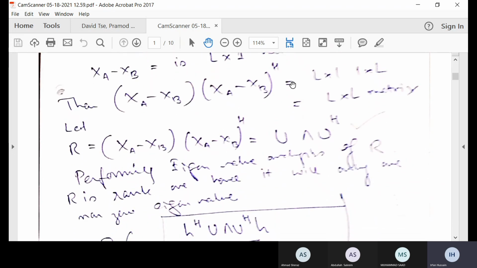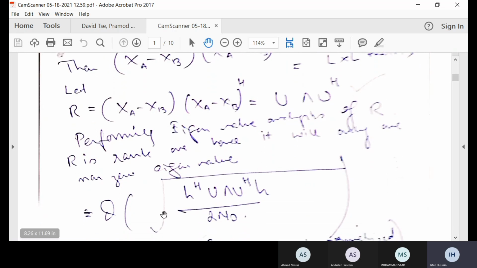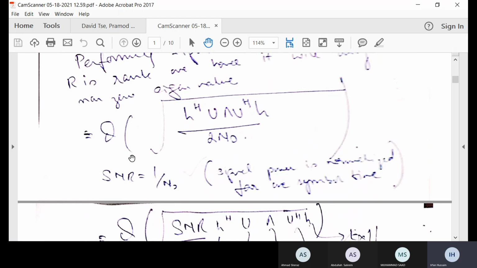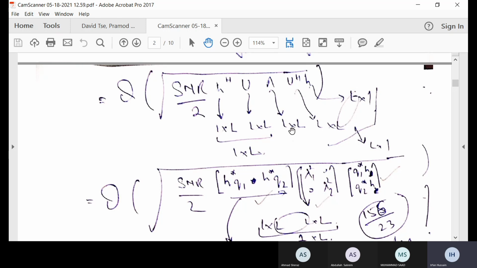I apply eigenvalue analysis. So the L cross L matrix, after orthogonalization, gives you this eigenvalue matrix. These are the orthogonal matrices containing the eigenvectors. So this is Q now. You have just replaced this by this factor. As we already know, the signal ratio is always 1 over N0, because signal power is normalized to 1. This becomes SNR. And then these are the sizes of all these vectors. So you multiply this. All the steps we have done for finding the space-time criteria for space-time block codes for MISO, we are just repeating them.